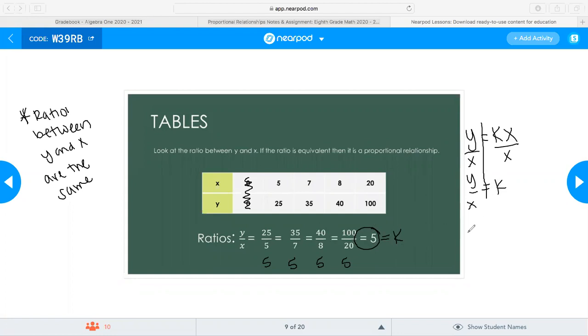Therefore, the equation for this table is y equals 5x. There's our equation for the table. Because 5 represents the constant of proportionality, meaning I'm multiplying by 5 every time to get to my y value.